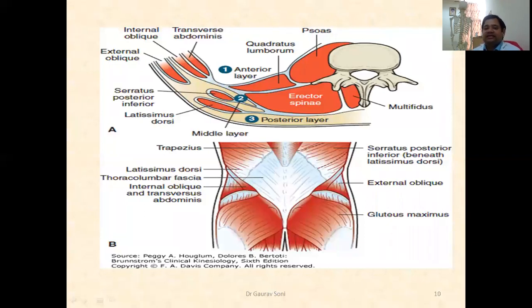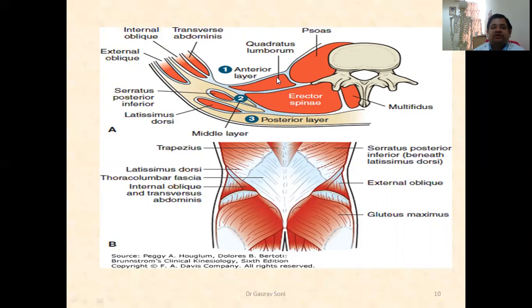You can see this diagram. They are showing certain compartments of the muscle. You can see the layer 1, 2, 3 in blue boxes. This is anterior layer, this is medial layer, this is posterior layer. So between the anterior layer and medial layer there are certain muscles, and then in the posterior layer there are certain other group of muscles.